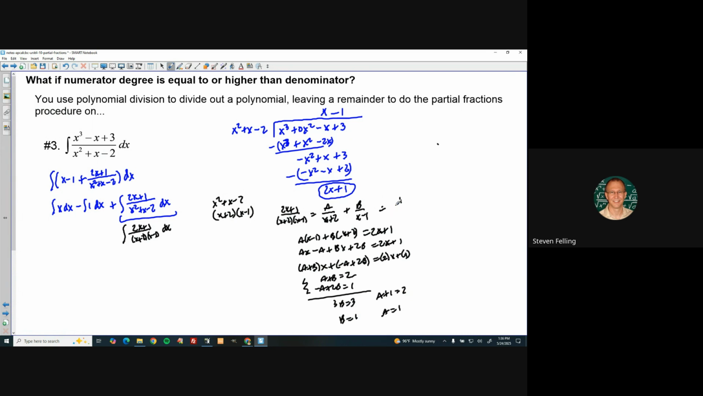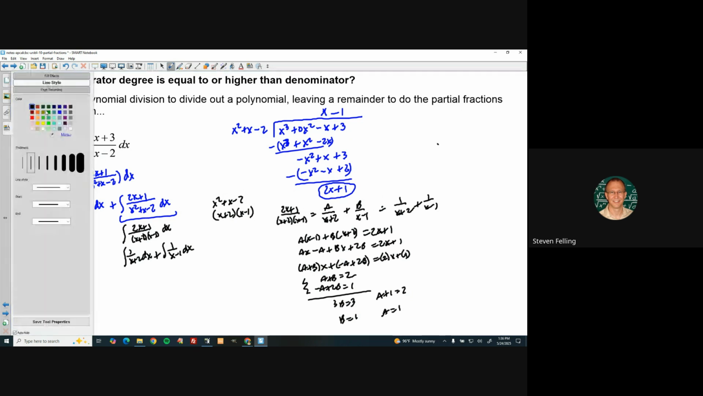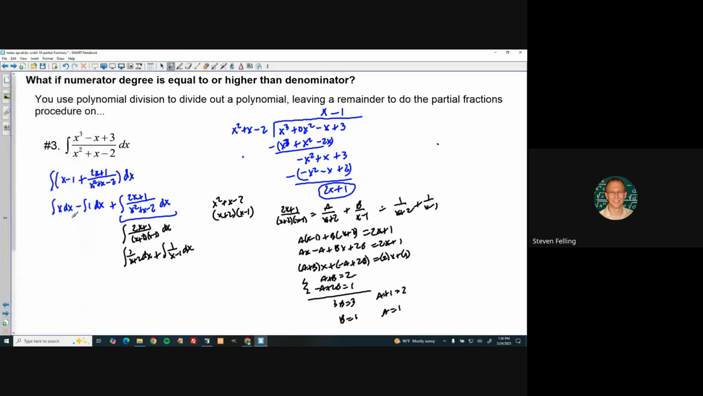So this is equal to 1/(x + 2) + 1/(x - 1), which means I can rewrite this now as an integral of 1/(x + 2) and a separate integral of 1/(x - 1). And now we can do all the integrals. So this integral here is (1/2)x². This integral is minus just 1 times the x. This one is the natural log of |x + 2|. And this one is the natural log of |x - 1| plus the C. And we're done. A little bit more complicated.